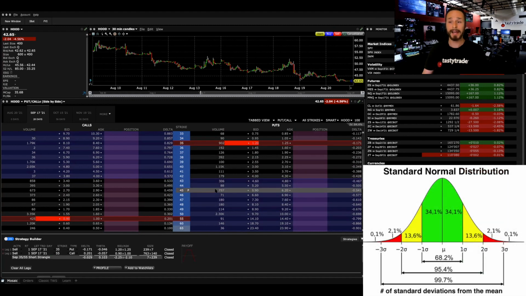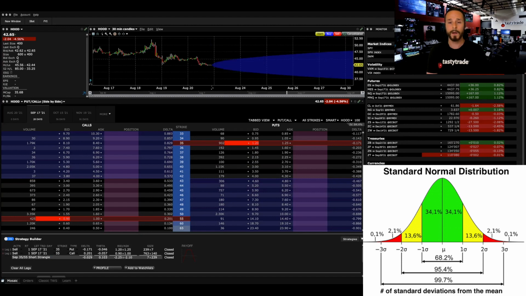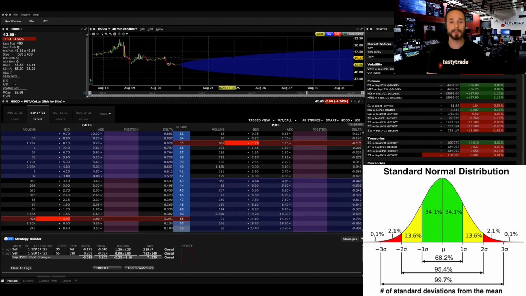Most of the time, actually 68% of the time, which is one standard deviation. If any of you have seen a normal distribution or standard deviation graph, that might make more sense to you. I can actually plot that on this chart. That's the expected move cone, and that's based on one standard deviation, which is roughly 16 delta on both the call side and the put side. So the options market is predicting that Hood will stay within this one standard deviation cone 68% of the time.